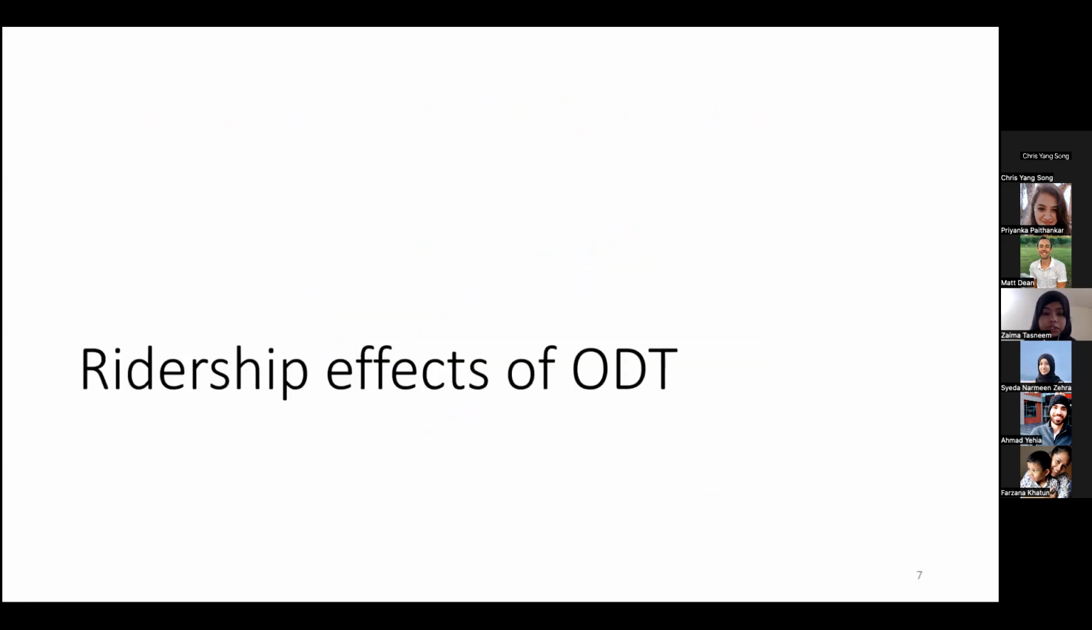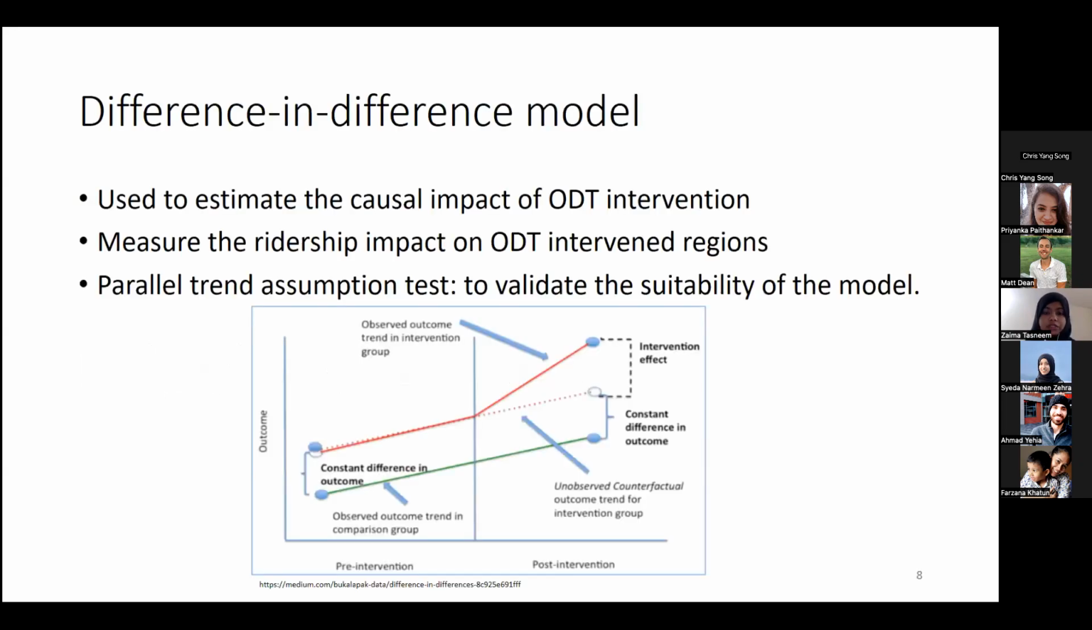Now, we first look into the ridership effects due to the on-demand service. To do that, we used a difference-in-difference model, which is used to estimate the causal impact of any specific intervention, which in our case is the on-demand service. In doing so, we are going to measure the ridership effects due to the on-demand service for each particular region or area, or in our case, for each neighborhood.